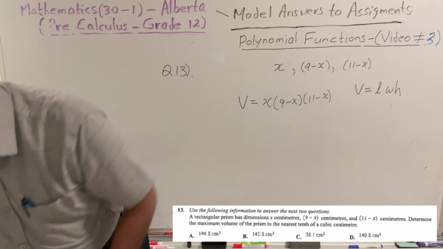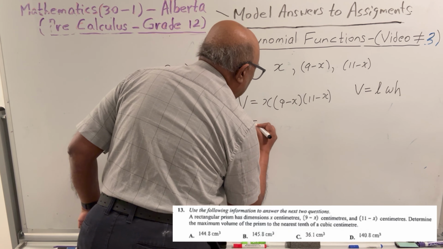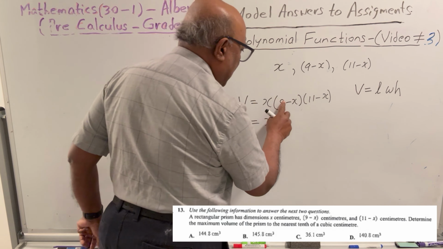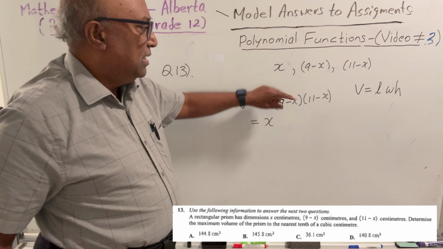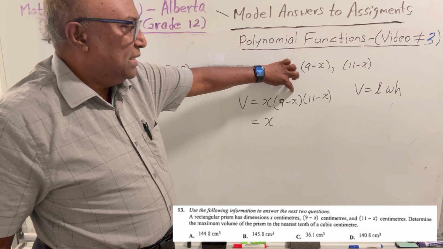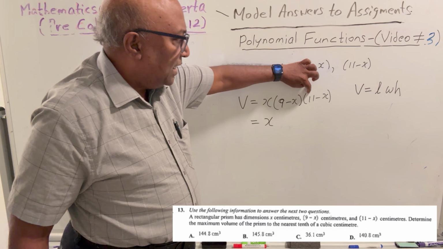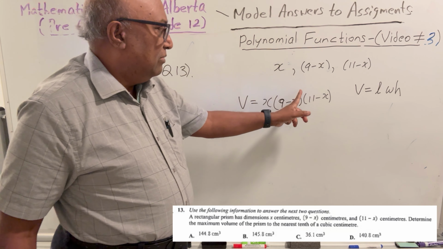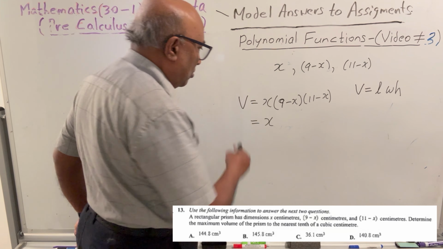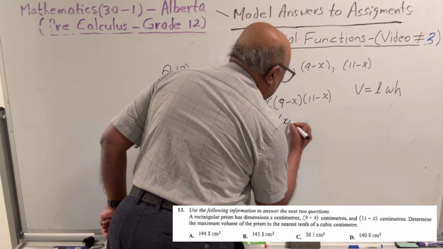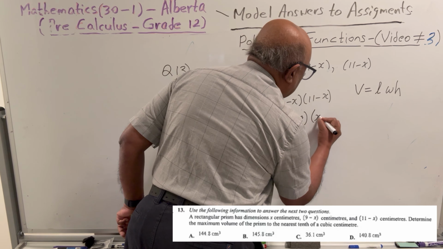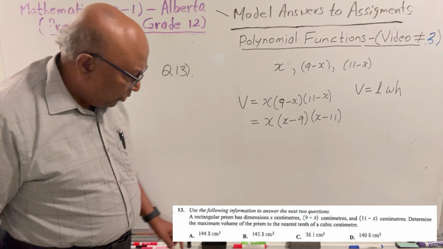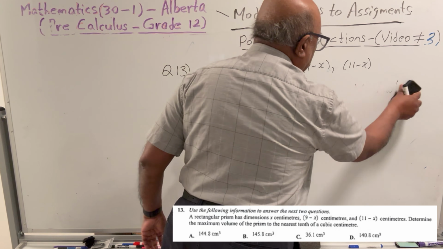Now, we can rearrange this equation so that the coefficient of x appears as positive. That means instead of 9 minus x, I can change the sign to x minus 9. Here also I can reverse the sign as x minus 11. Then minus times minus will become positive. Overall, V becomes x times x minus 9 times x minus 11. Okay, actually this is a polynomial function.